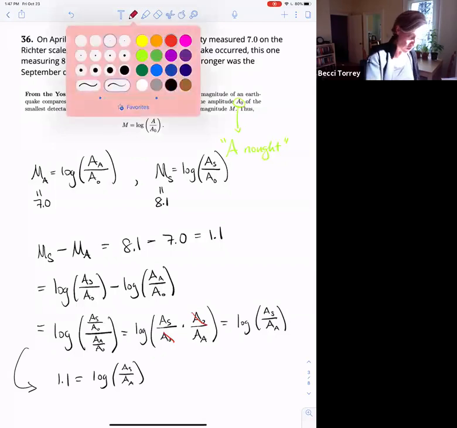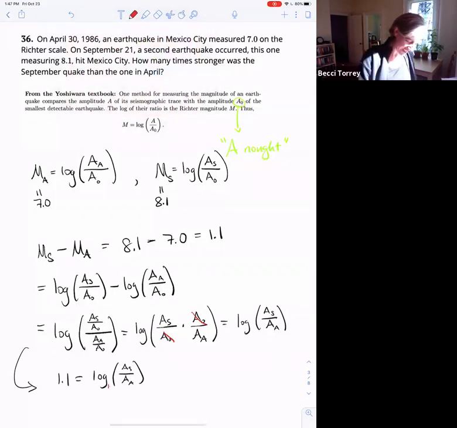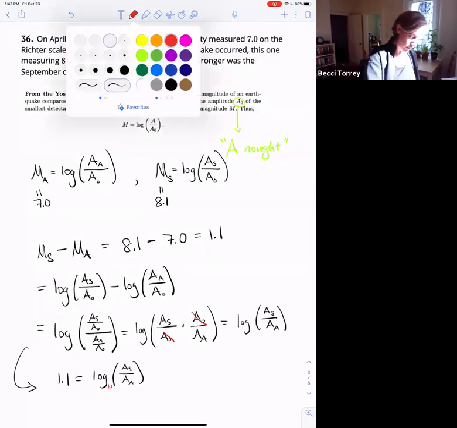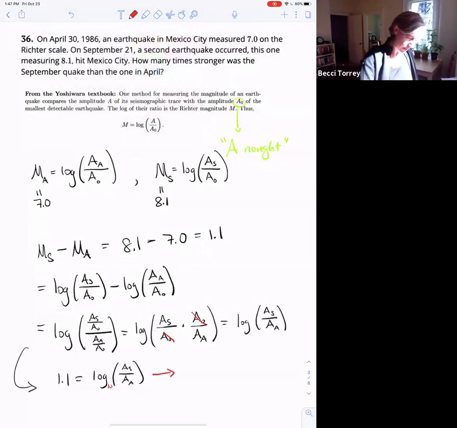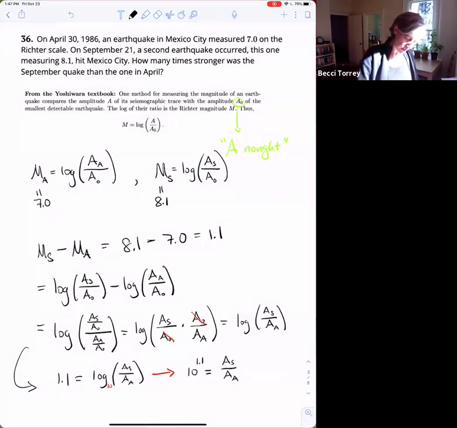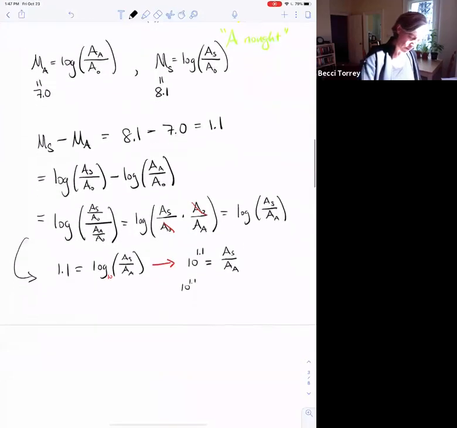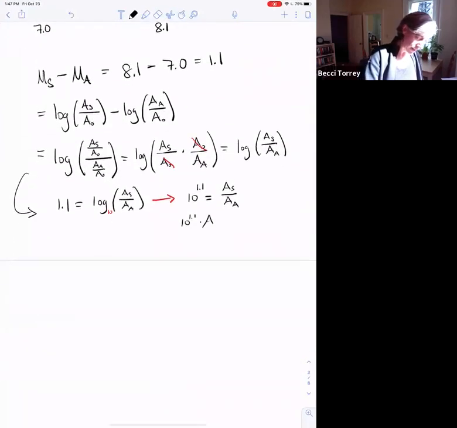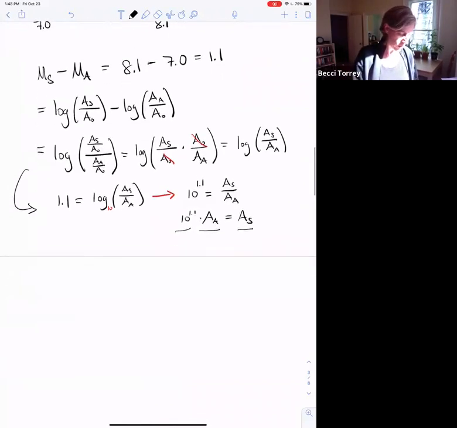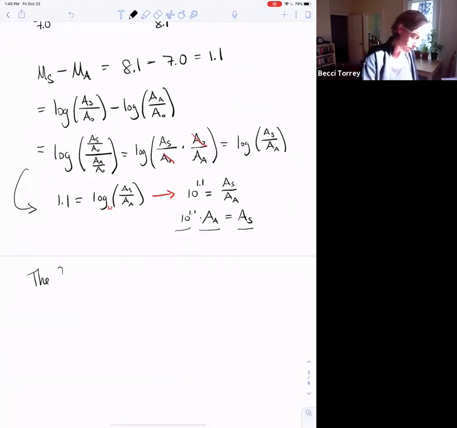Right, we know that for our class anyway, when you have log and there's nothing written down here, they really mean log base 10. So we can rewrite this in exponential form as 10 raised to the exponent 1.1 equals A sub S over A sub A. So this is 10 to the 1.1 multiplied by A sub A equals A sub S. And so this mathematical equation tells us right away that A sub S is 10 to the 1.1 times stronger than A sub A.